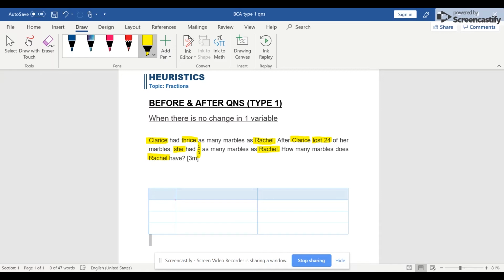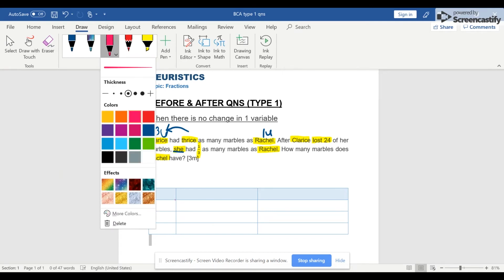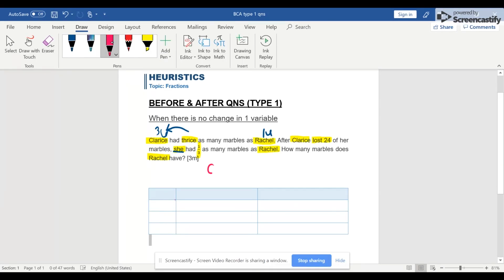Okay, so the first sentence, Clarice had twice as many marbles as Rachel, is trying to tell us that Clarice has 2 units and Rachel has only 1 unit, because the twice will always go to the front, right? Okay, after Clarice lost 24, she had one third as many marbles as Rachel. What does this mean? This she refers to Clarice, right? So I'm going to put here Clarice. I'm going to write down a short form. 1/3, okay, and then Rachel.